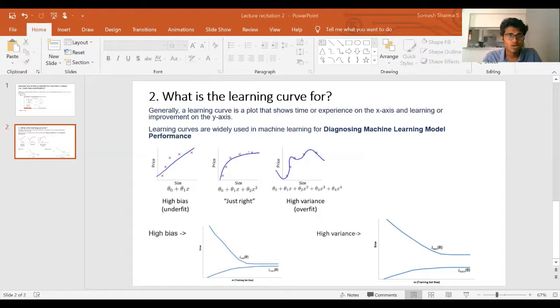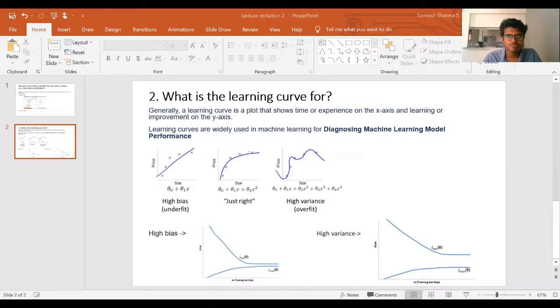So what is this used for? Let us come to the main part of the question. The straight answer is that learning curves are widely used in machine learning for diagnosing model performance. The shape and dynamics of a learning curve can be used to diagnose the behavior of a machine learning model.